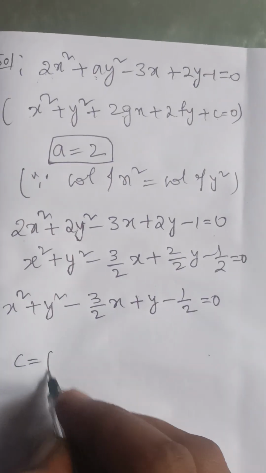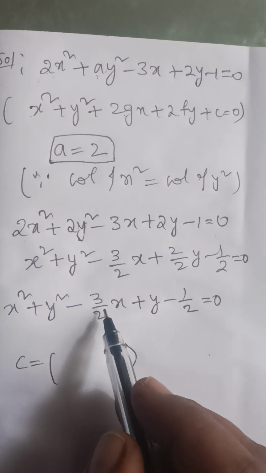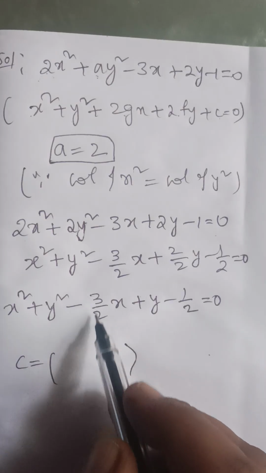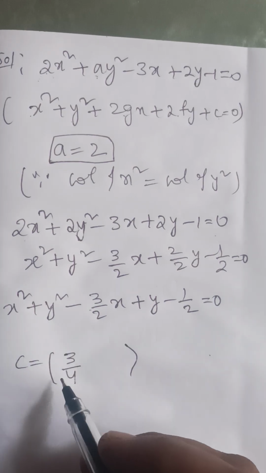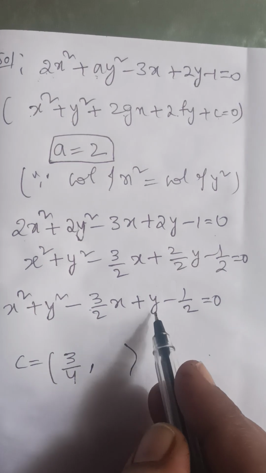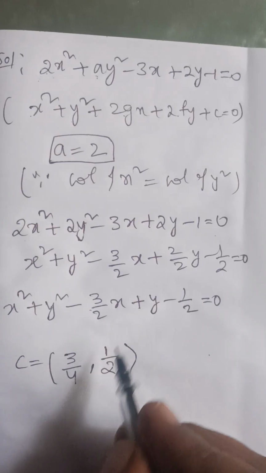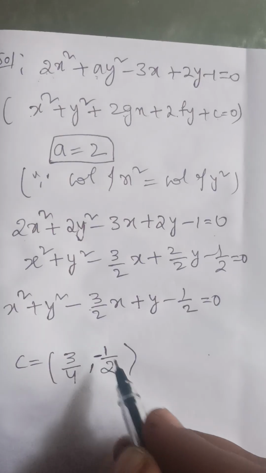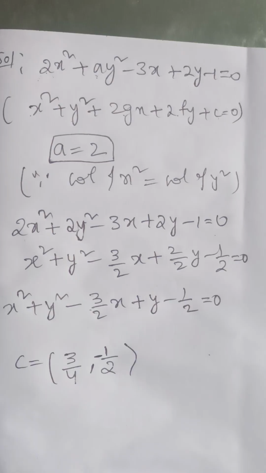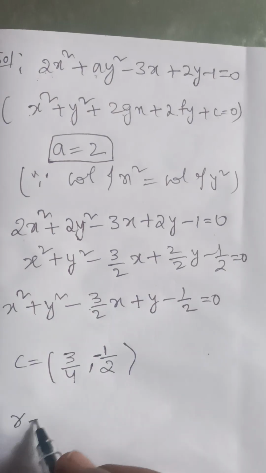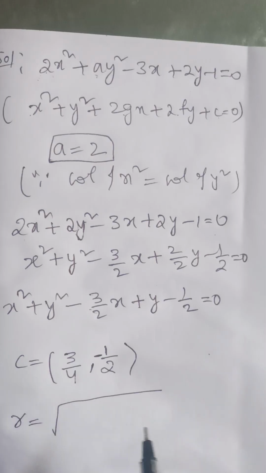Here, how to find the center? Take the coefficient of x, half of 3 by 2 will be 3 by 4, and take the opposite sign, minus, because here it is plus. The y coefficient is 1, half of 1 is 1 by 2, but here it is plus, so take the opposite sign, because in the center formula it is minus g, minus f. That is the reason. The center is not asked in this question, but we are writing the center also.